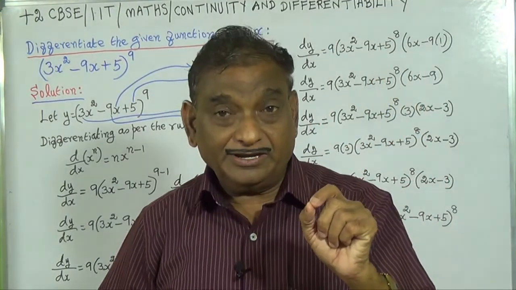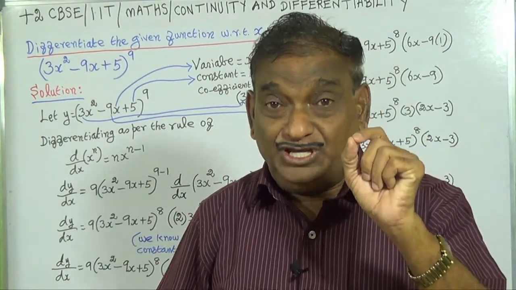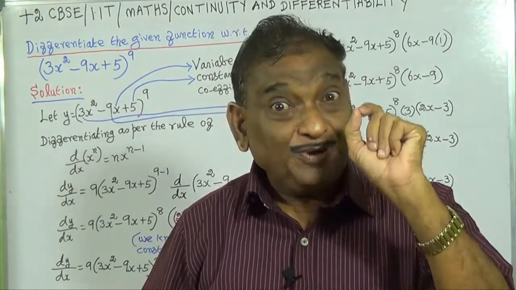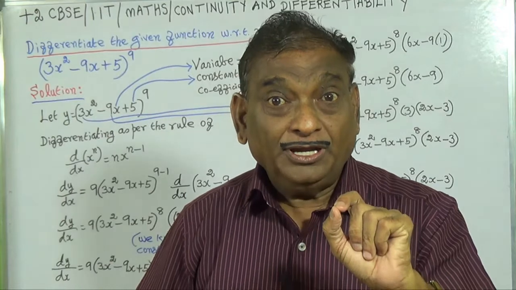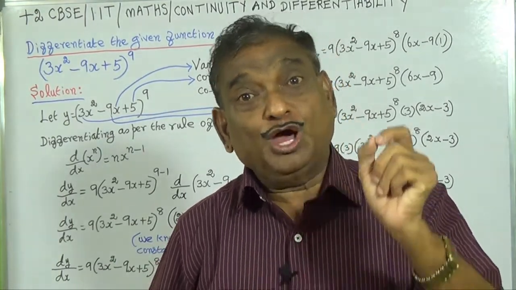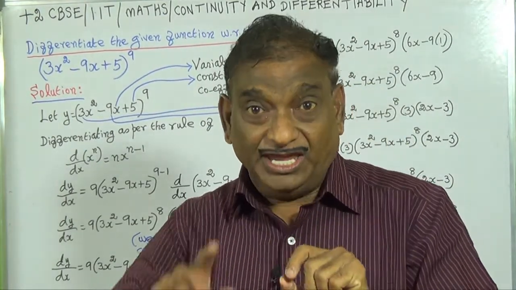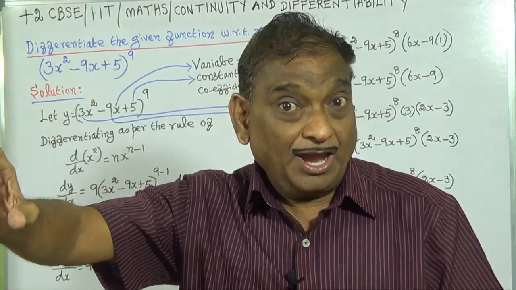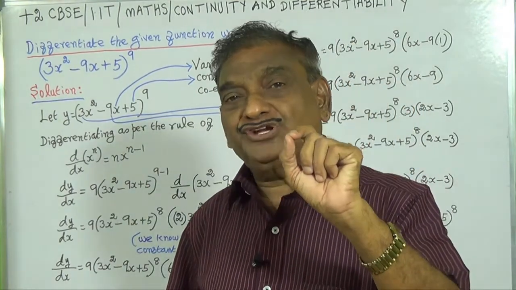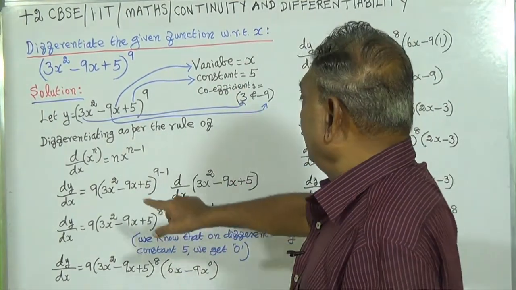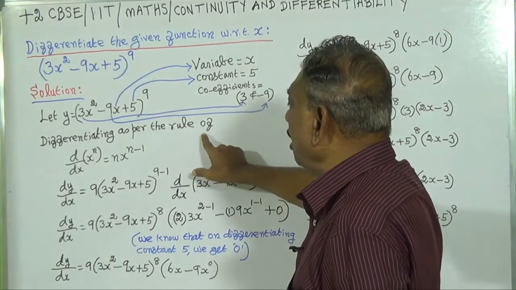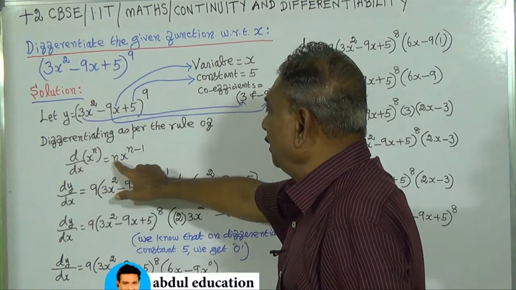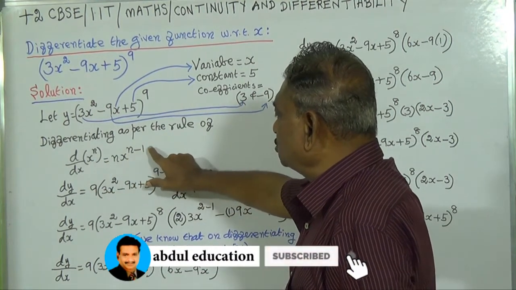We know that first of all, we should differentiate the power as per the rule of differentiating x to the power n equal to n into x to the power n minus 1. So first we are going to differentiate the power. Differentiating as per rule of differentiation of x to the power n equal to n into x to the power n minus 1.